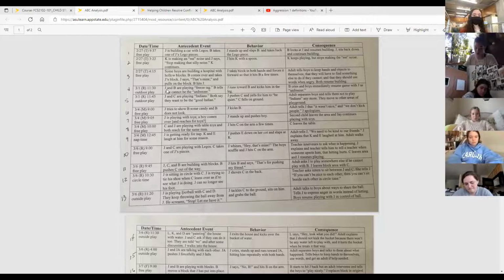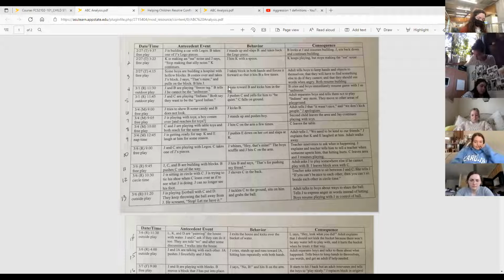Number 4, J and B are playing freeze tag. B tells J he cannot be the unfreezer. J runs towards B and kicks him in the leg. Same thing here, it feels hostile, but it's actually J trying to be instrumental in achieving a goal, right? And what's the goal for J? To be the unfreezer. Yeah, he wants to play a certain role in the game. And so to assert himself towards that end, he uses aggression.